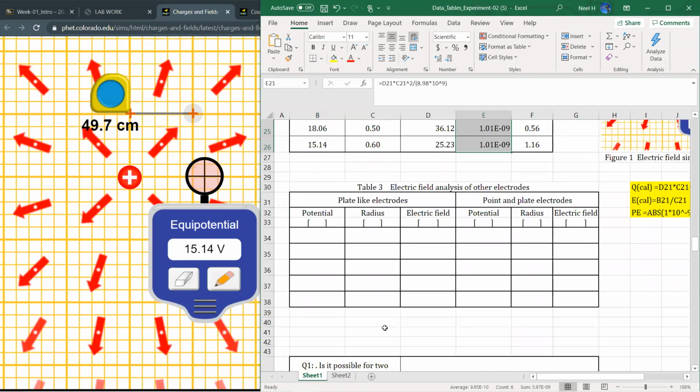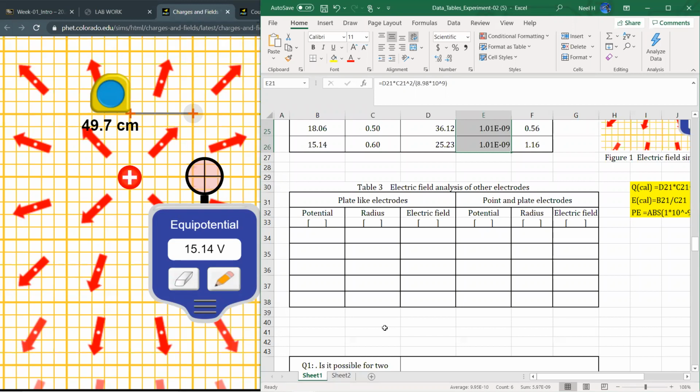We can continue to table 3 if you don't have any question. Anybody have any question? Need any help? Okay, then anybody have any question?